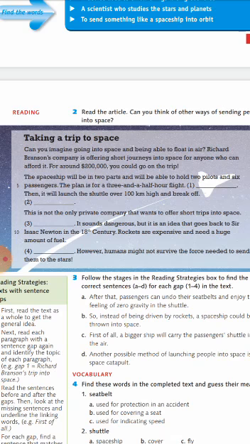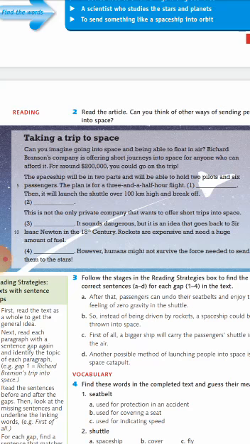The plan is for a 3.5-hour flight. Number 1, here we have a blank. Then it will launch the shuttle over 100 km high and break off. Number 2, we have a gap. This is not the only private company that wants to offer a short trip into space. Number 3, it sounds dangerous. So here we have a dangerous idea.